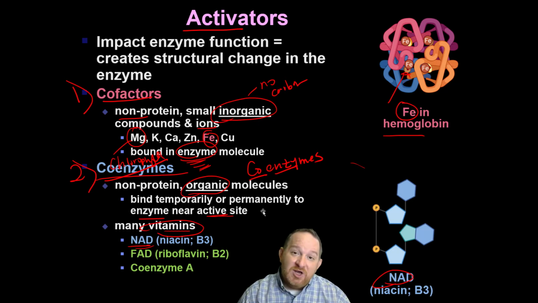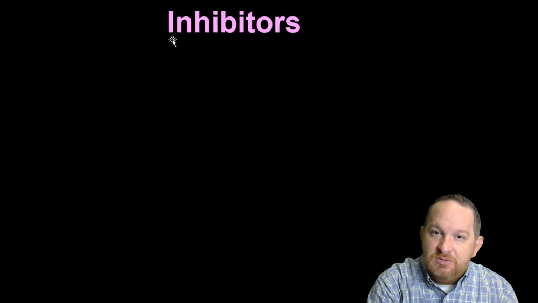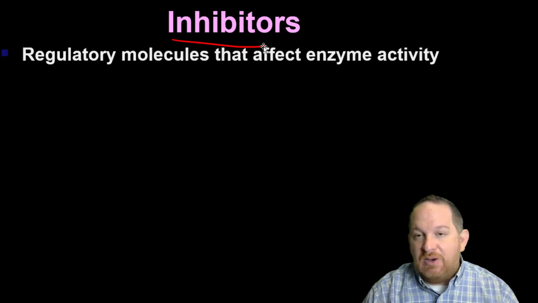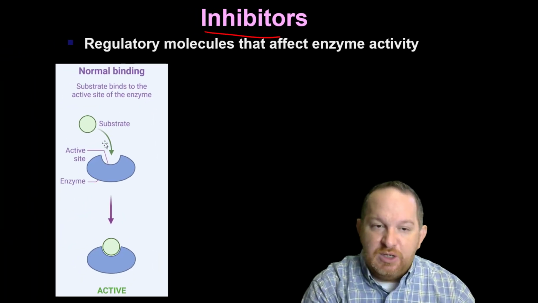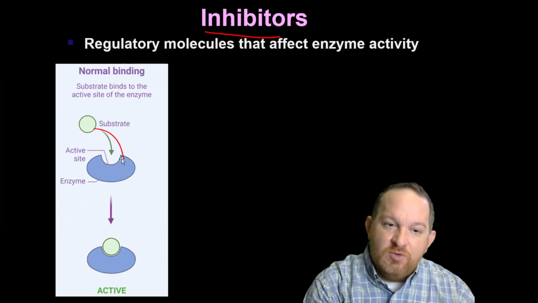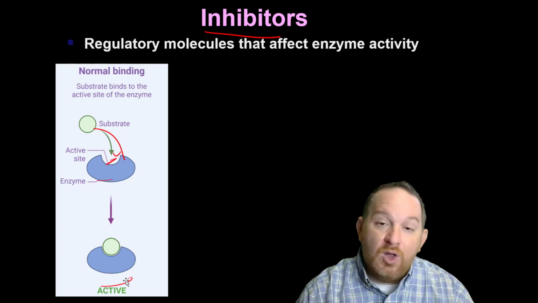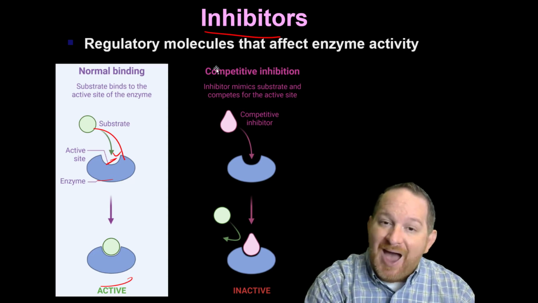So we have activators to activate enzymes. Well, then the other thing must be, of course, inhibitors. They do what the name suggests as well. These are regulatory molecules that will affect the enzyme activity. So normal binding, if we look, the substrate, of course, binds to the enzyme in the active site. Well, there are two types of inhibition that I want to talk to you about.